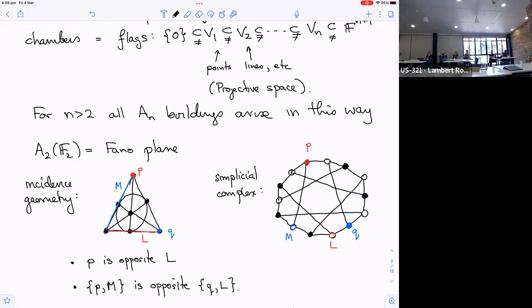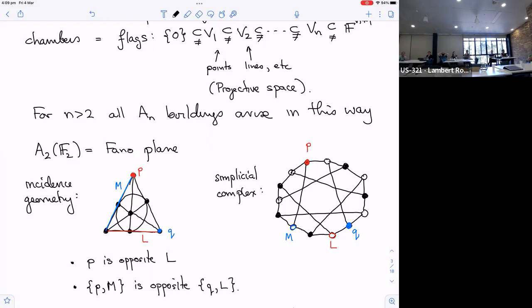So that makes a simplicial complex where the chambers are the edges. Over here, the chambers are incident point-line pairs, so a point that sits on the line. And I've said something about opposition here as well. This point here, opposite means as far away as possible.